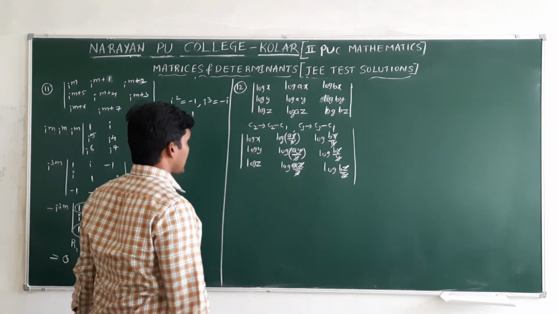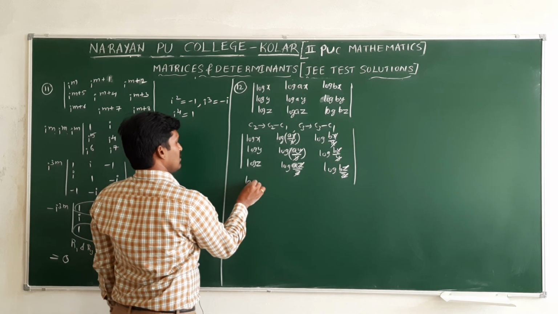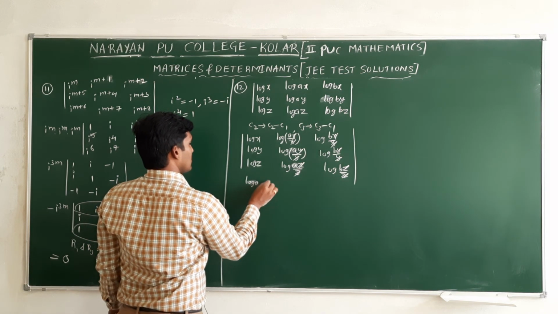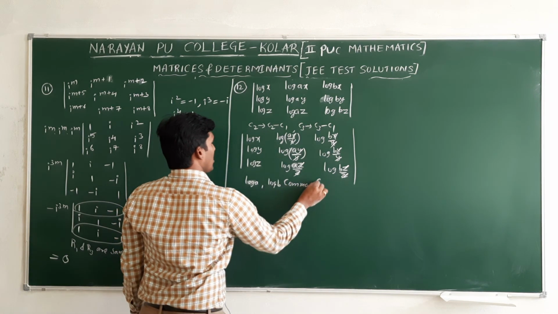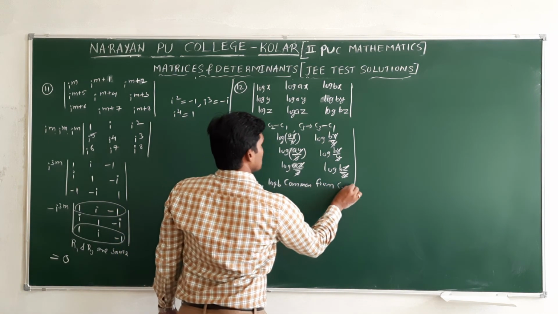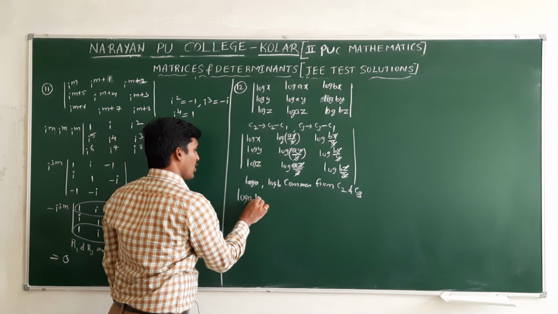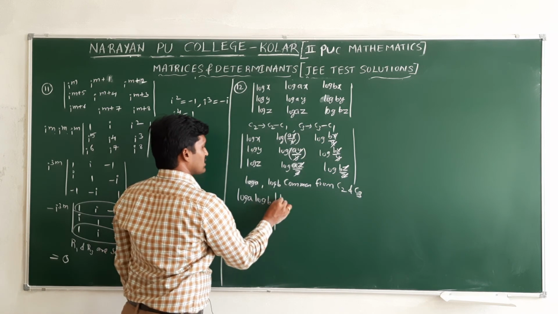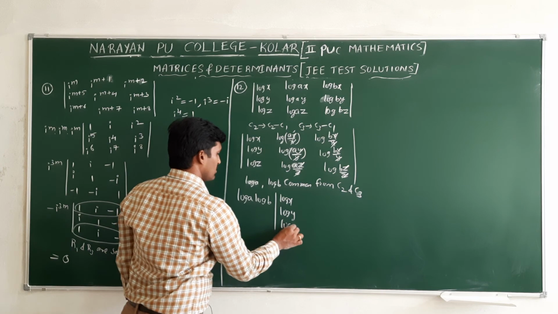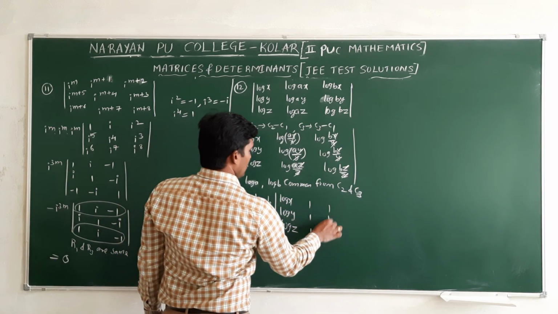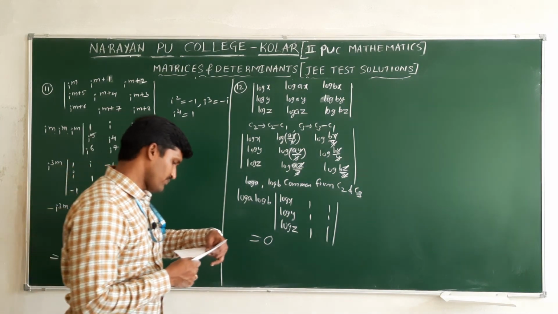In the first, second column, what is common? Log A. In the third column, log B is common. Log A and log B are common from C2 and C3. So log A into log B times the determinant of log X, log Y, log Z, and here 1, 1, 1, 1, 1, 1. Again C2, C3 identical, so the value becomes 0.